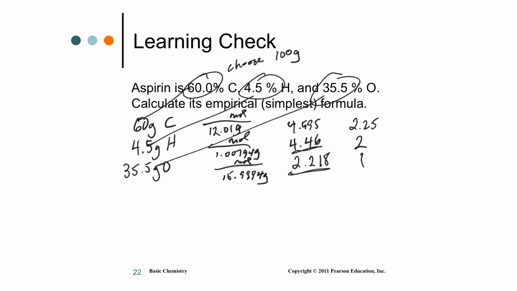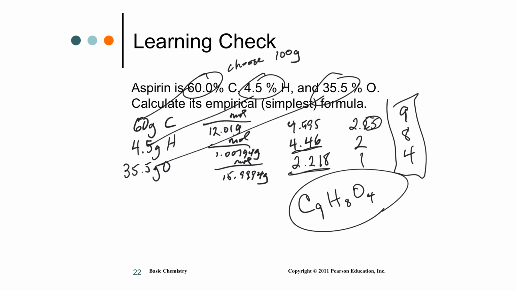Well, I don't like the first one. 2.25 is not a whole number, and I need whole numbers to do a ratio. Our formulas are always whole numbers. But I see the quarter. There's 4 quarters in a dollar, so if I multiply each one of these numbers by 4, I'll get a whole number. Okay? So 2.25 times 4 is 9. 2 times 4 is 8. 1 times 4 is 4. Now I've got nice, beautiful whole numbers, and your answer for aspirin is C9H8O4. And this is the empirical formula for aspirin.